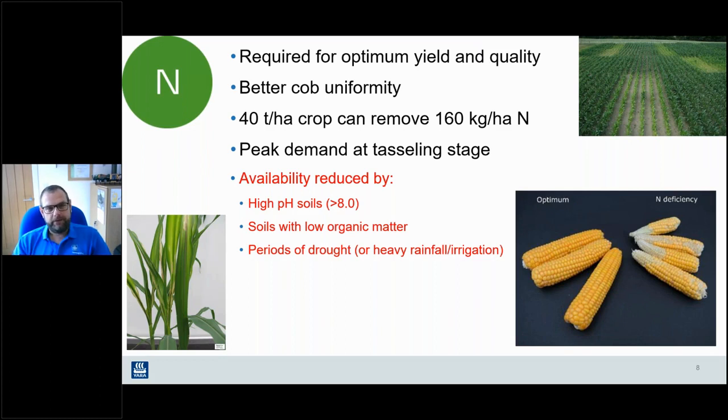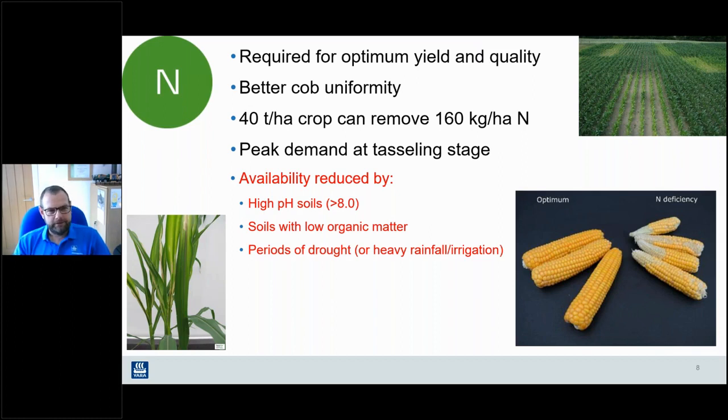Part of that also links into the fact that peak demand is at the tasseling stage, when you hope the crop is 4 to 6 foot tall. Quite difficult to apply nitrogen at that stage with traditional methods. We'll talk about that later.